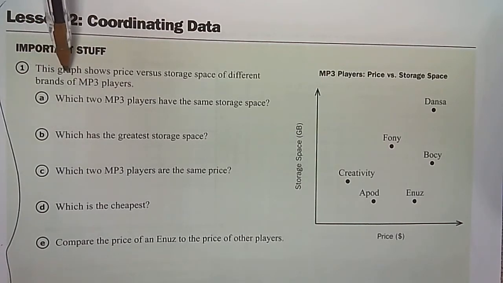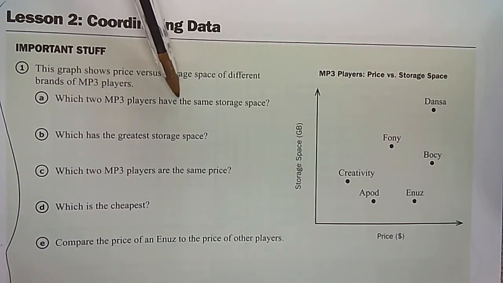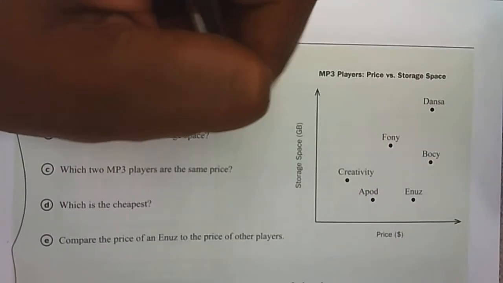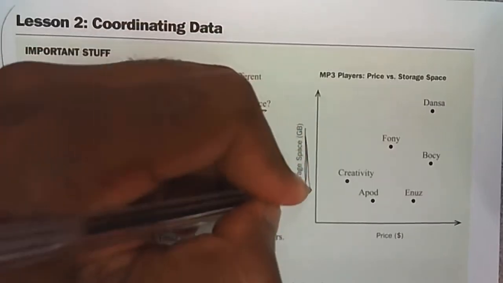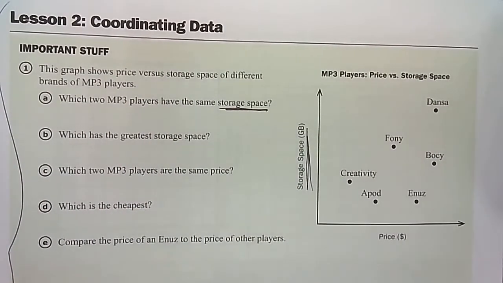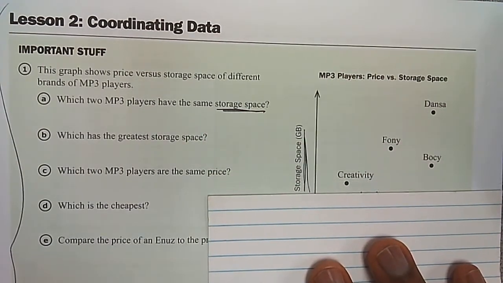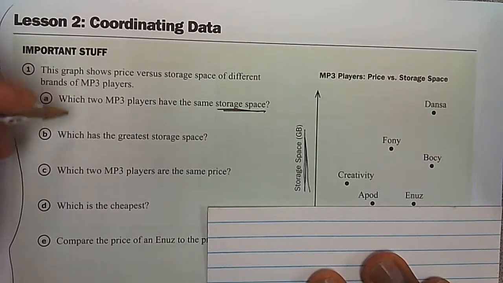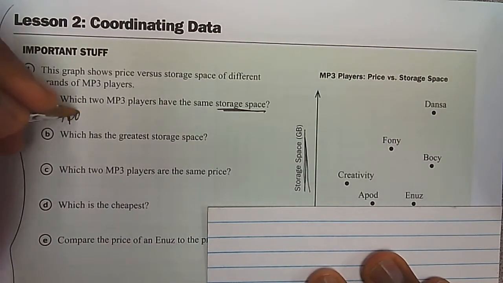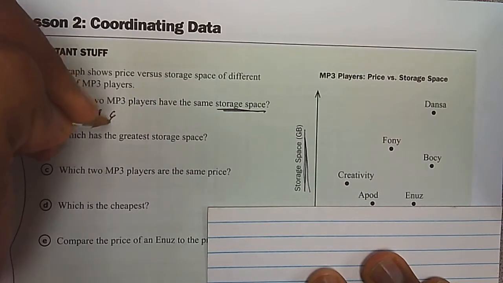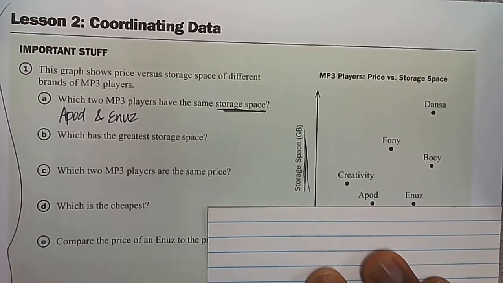Important stuff. This graph shows price versus storage space of different brands of MP3 players. Which two MP3 players have the same storage space? So if we're looking for storage space, that's storage space. So over here, we're looking for anything that lines up. So this is going to be an eNoise, iPod and eNoise.